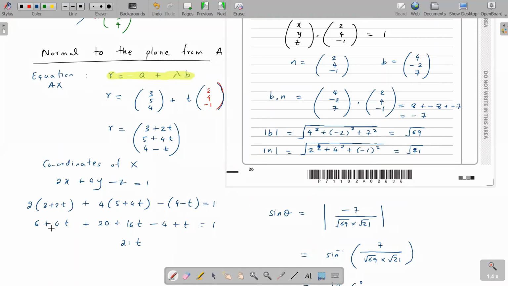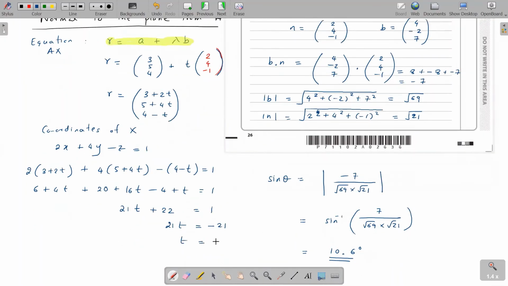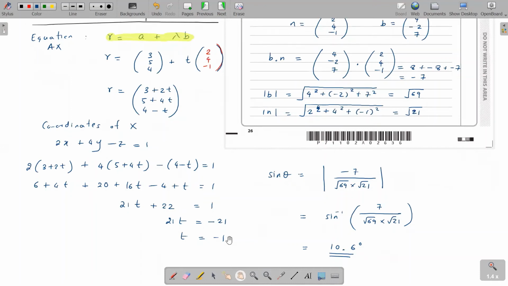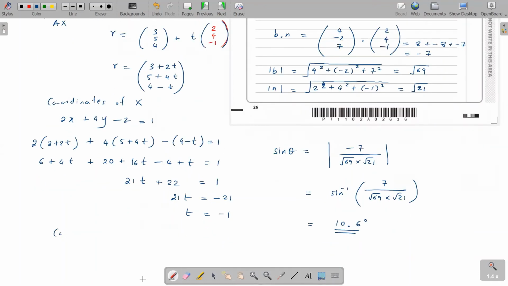How much do we have here? 6 plus 20 minus 4, which is 22. So 21t equals 1 minus 22, which is minus 21, which gives t equals minus 1. So using the t value, what can we do now? We can get the coordinates of X. Can you all get it? 3 plus 2t, 2 into minus 1; 5 plus 4t, 4 into minus 1; 4 minus t, with t as minus 1.